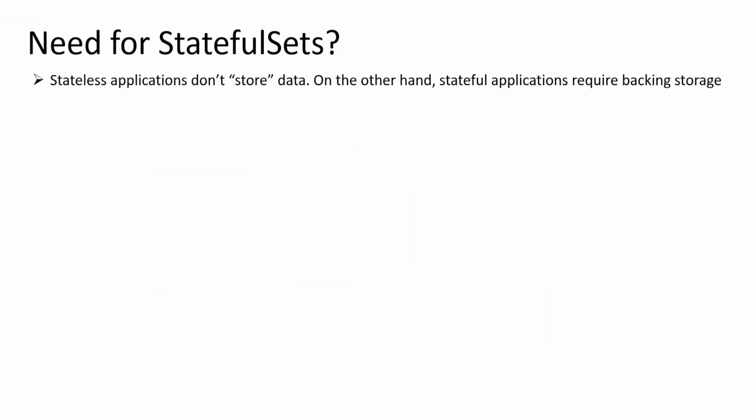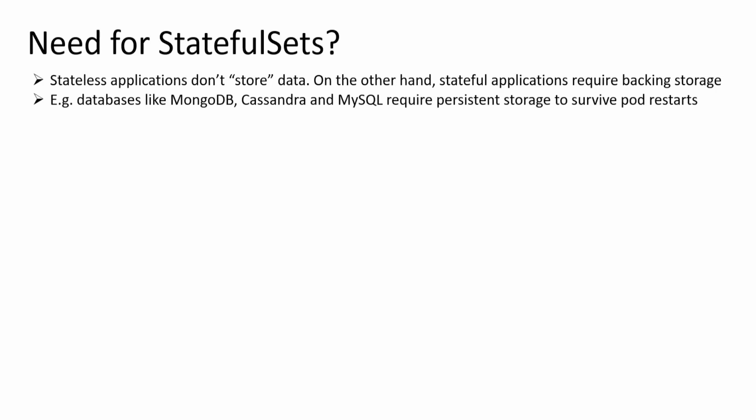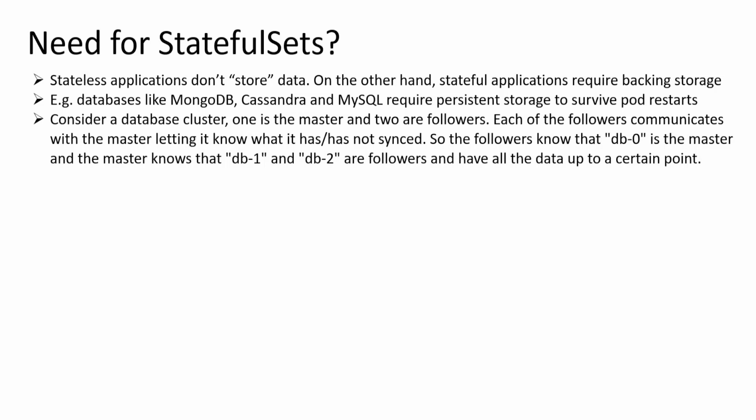Now we all know that stateless applications don't store data. On the other hand, stateful applications require backing storage. Example, databases like MongoDB, Cassandra, and MySQL require persistent storage to survive pod restarts. Consider a database cluster, one is the master and two are followers. Each follower communicates with the master, letting it know what it has or has not synced. So the followers know that DB0 is the master, and the master knows that DB1 and DB2 are the followers and have all the data up to a certain point.